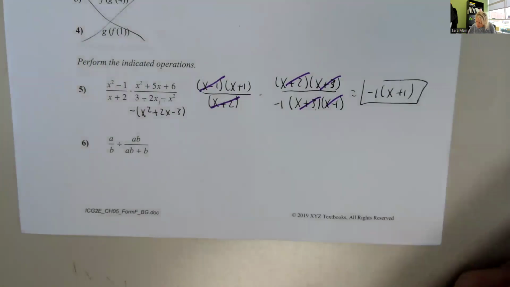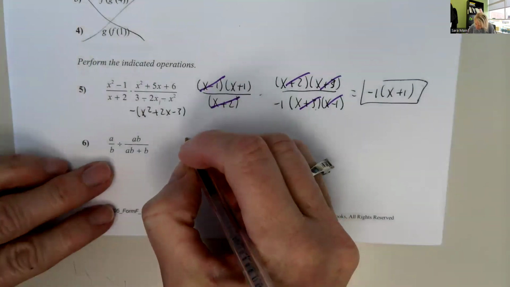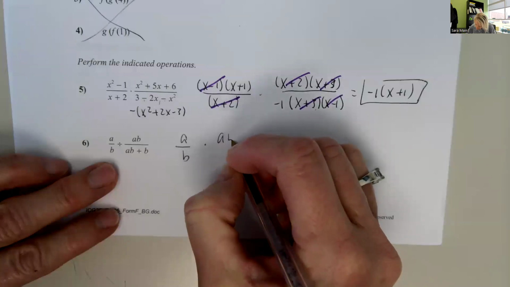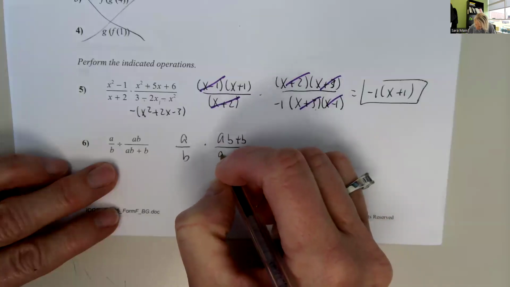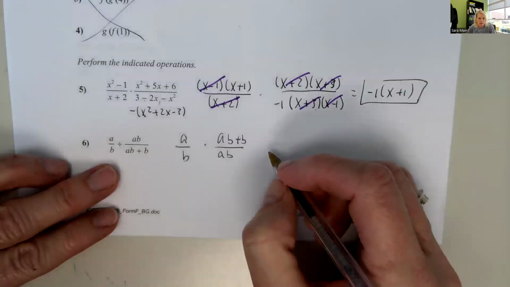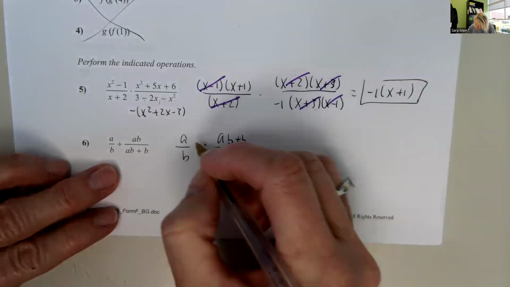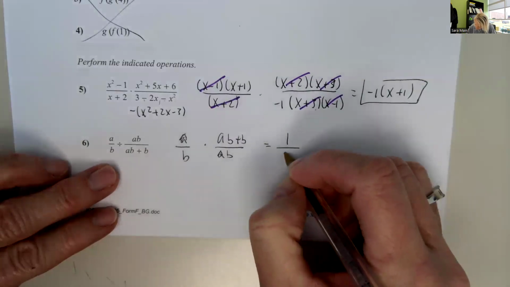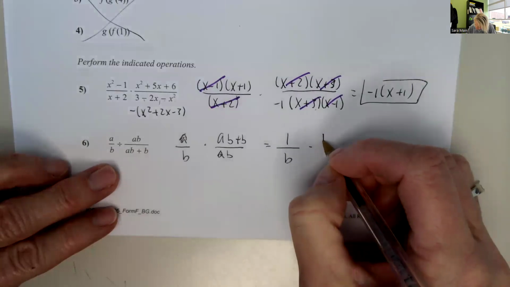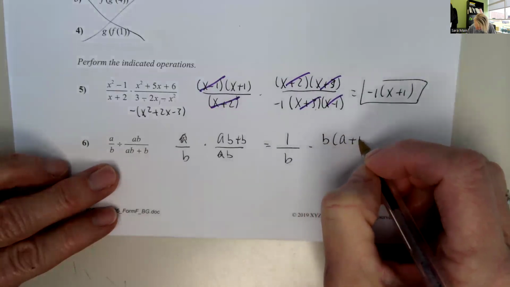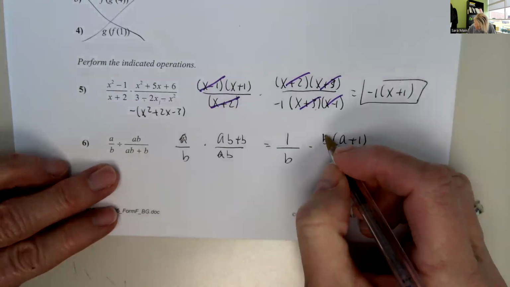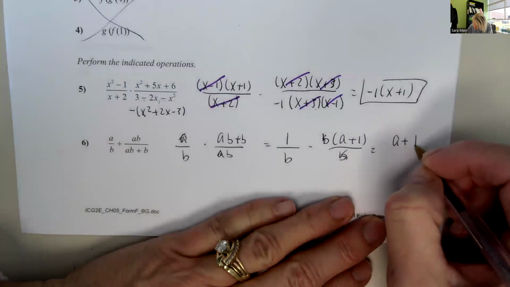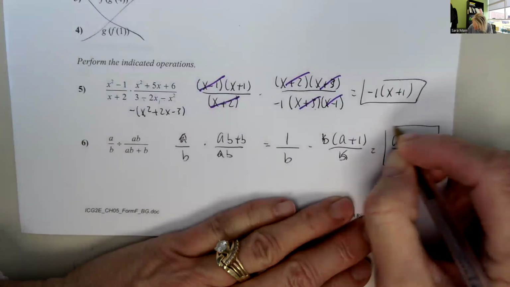Then when I'm dividing, before I do any factoring, I'm going to go ahead and flip over and turn this into a multiplication by the reciprocal of the second fraction. And then these a's can cancel. So I have 1 over b times, I can factor out a b here. And so a b will cancel there. And it looks like we're left with a plus 1 over b.